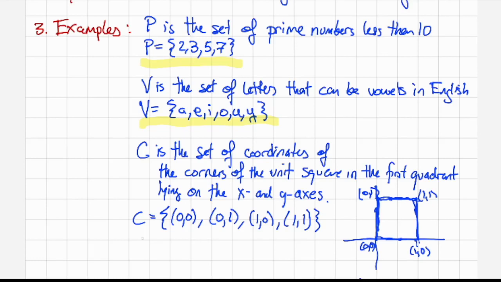If we wanted to write it in roster notation, we would write something like this. C is equal to the set containing the ordered pairs (0, 0), (0, 1), (1, 0), and (1, 1).